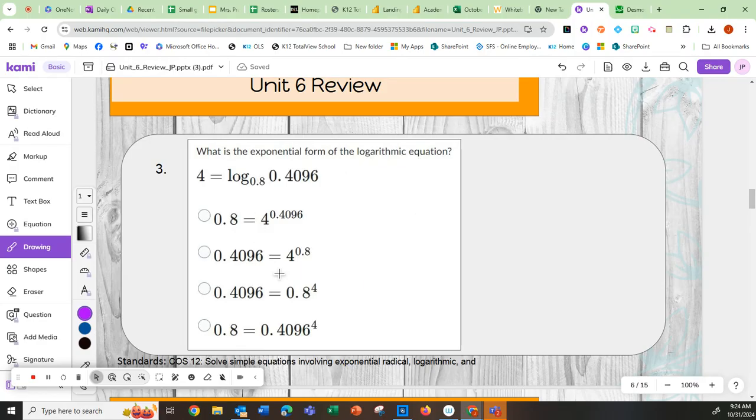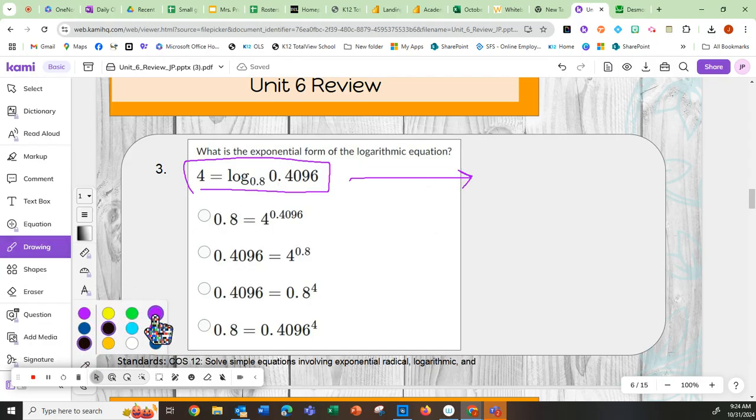Number 3 says, what is the exponential form of this log equation? So we're going from the log equation to the exponent equation. Your subscript is always your base. So my base is going to be 0.8. The number on the opposite side of the equal sign is always your exponent or your power. And then the number that follows your subscript is always the answer.